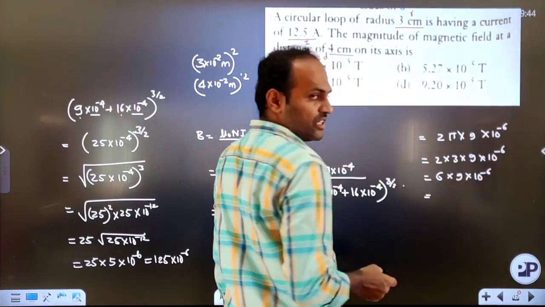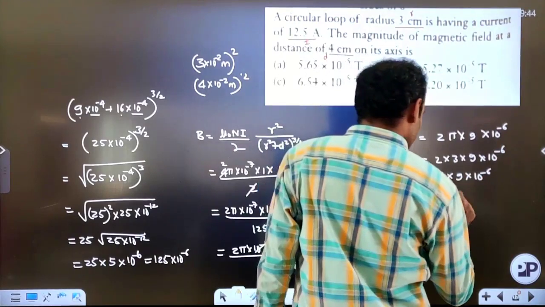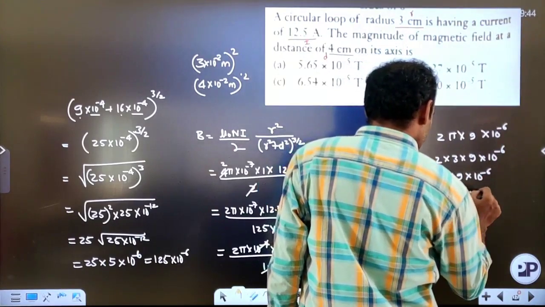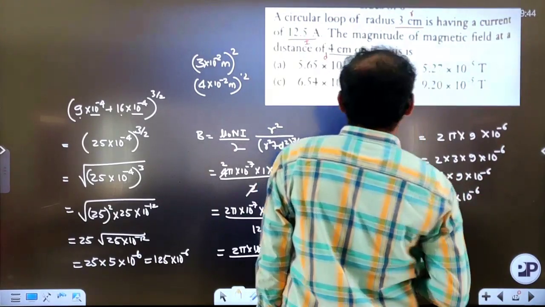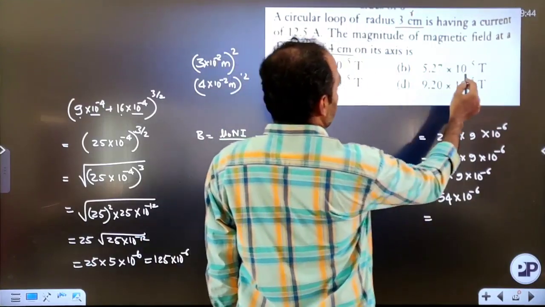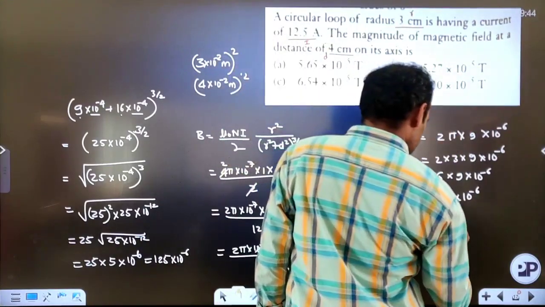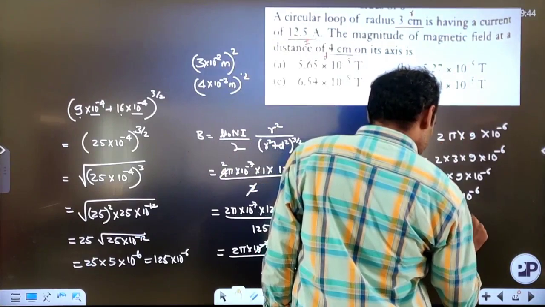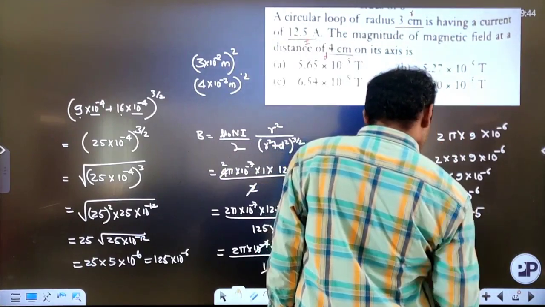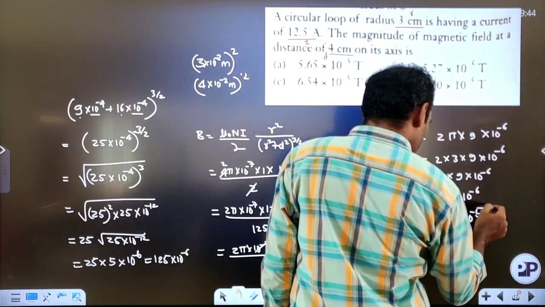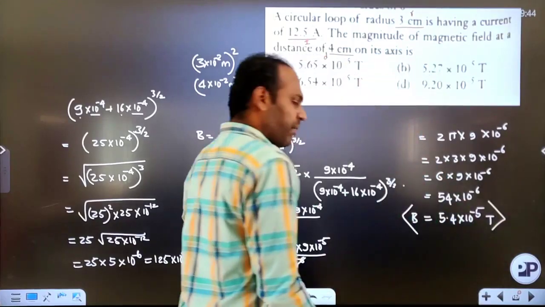So 6 into 9 is 54. 54 into 10 to the power minus 6. Here we will convert all the answers to 10 to the power minus 5. So this will be 5.4 into 10 to the power minus 5 Tesla. This much will be the magnetic field.